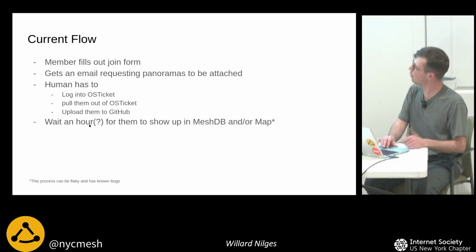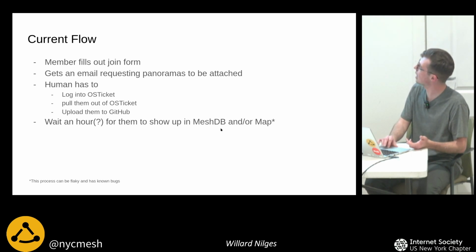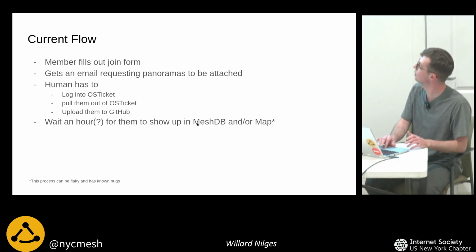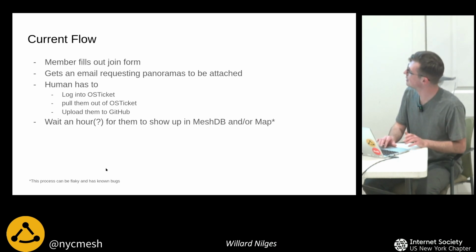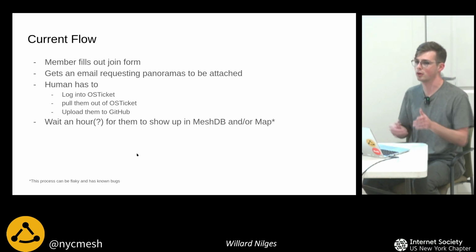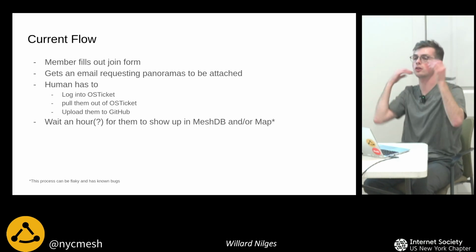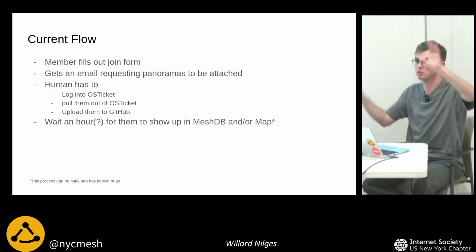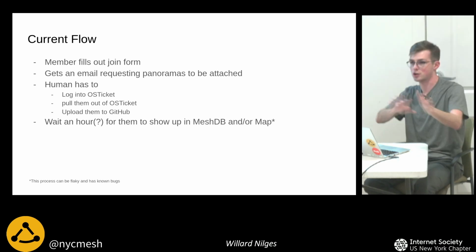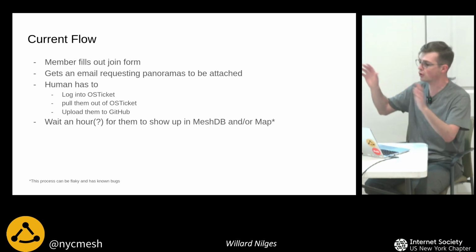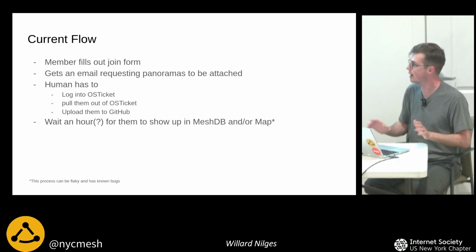And then you have to wait an hour, maybe a little longer, for them to show up in MeshDB or the map once they are uploaded to GitHub. I say question mark because I don't know the exact number here, even though I did build MeshDB, but don't worry about it. Asterisk here, this can be flaky and has known bugs, not just bugs with uploading, but data correctness issues, right? Random panoramas will show up on install number XYZ because actually it was supposed to be network number XYZ, but nobody ever distinguished to the robots, hey, this is supposed to be network number XYZ and not install. So anyway, there are photos that are in places that shouldn't be. It's kind of a mess.